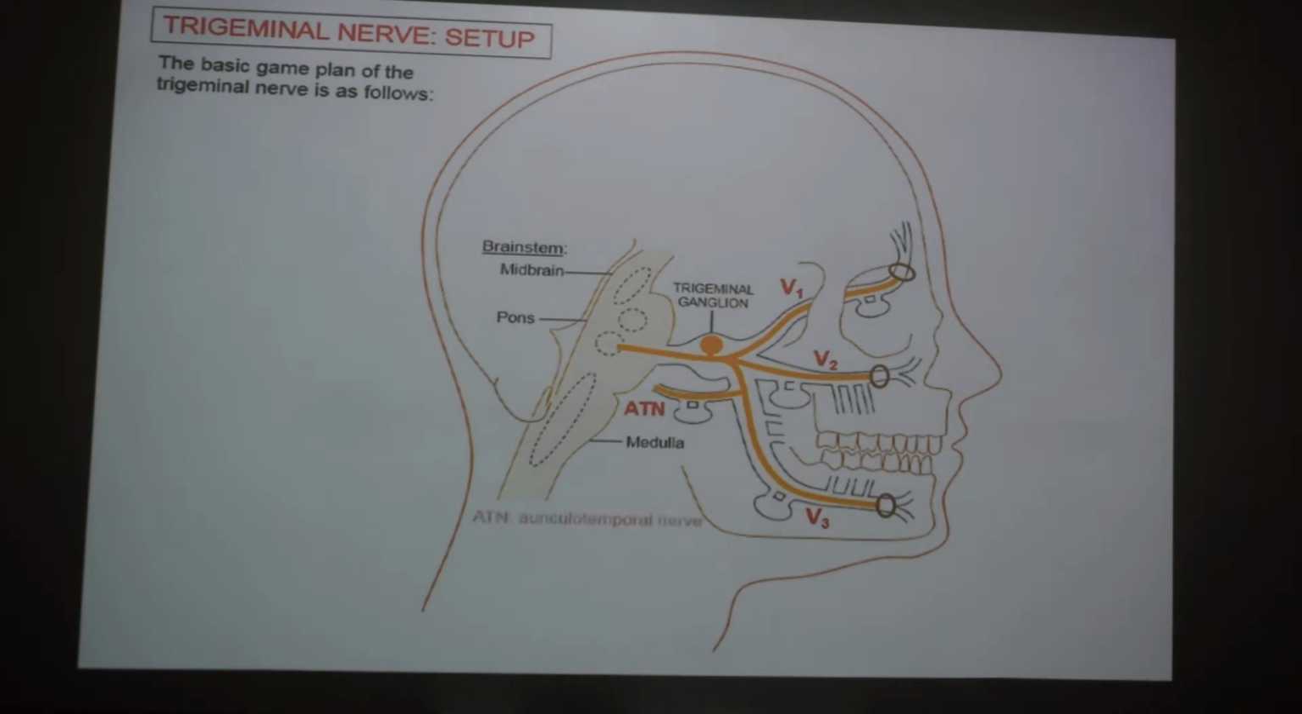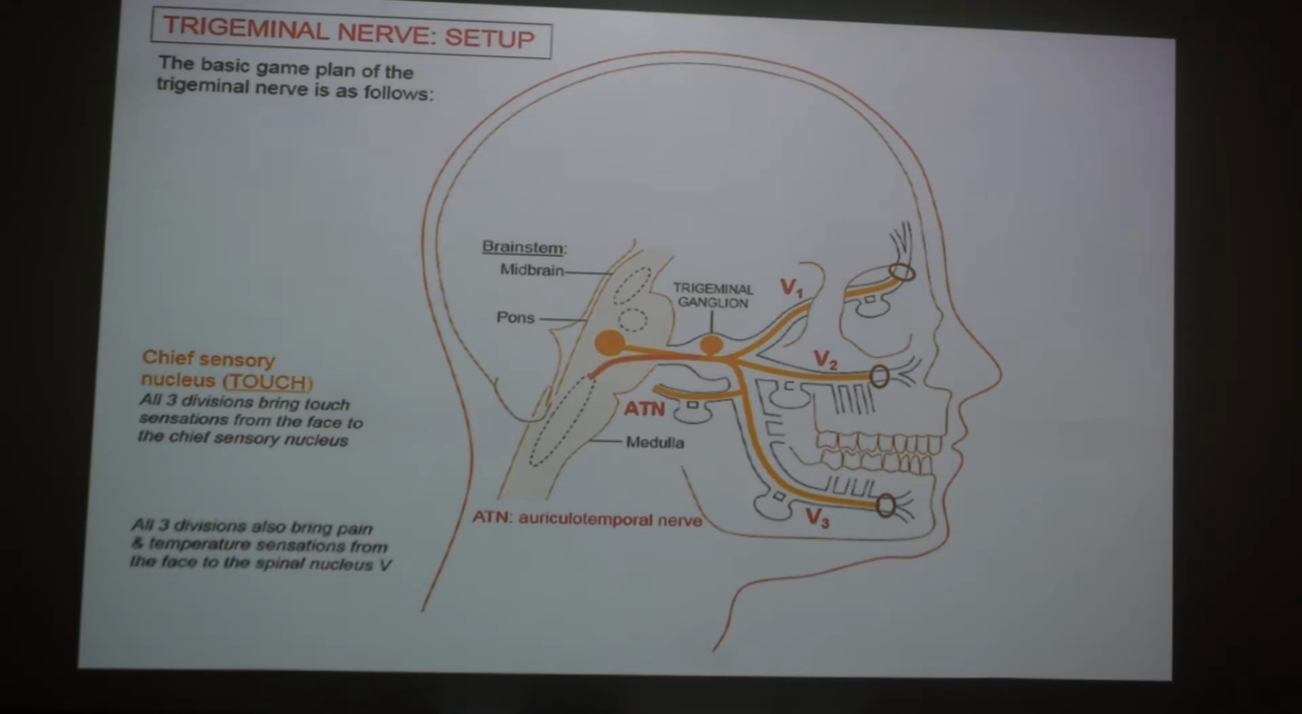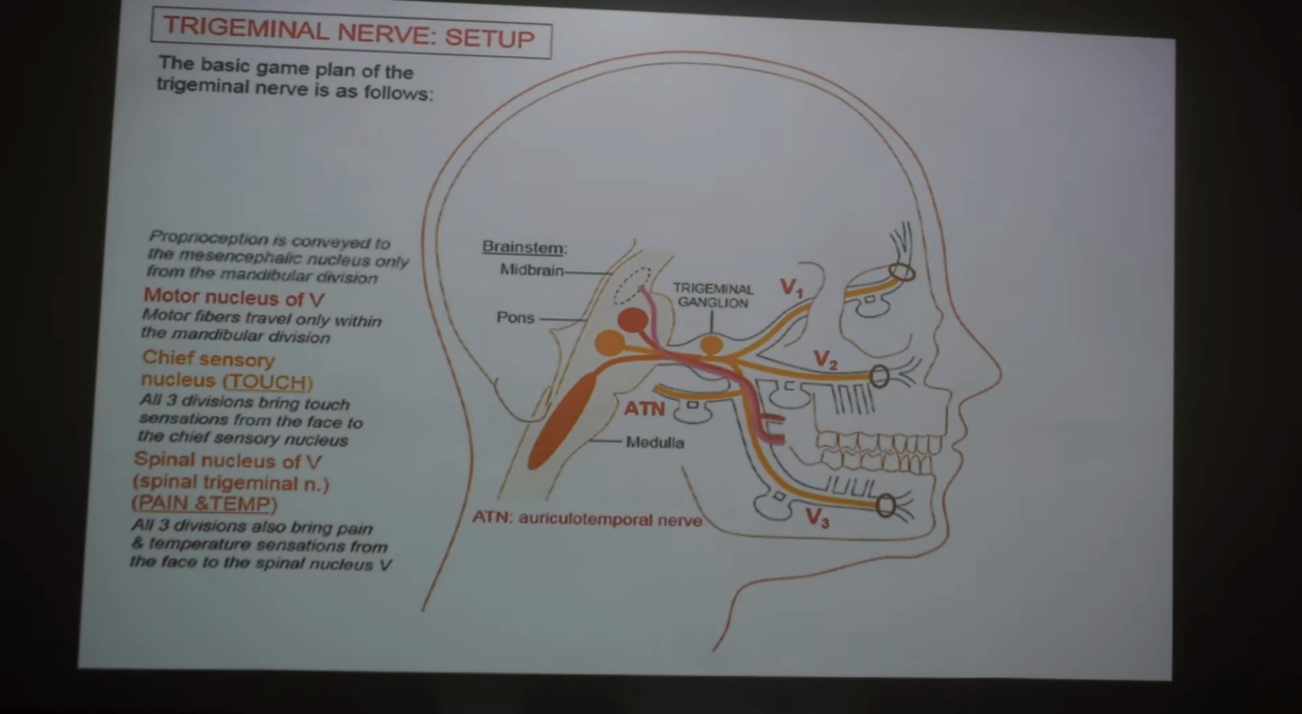From these three divisions, the touch fibers are going to go to the principal sensory nucleus in the pons. The fibers for pain and temperature are going to the spinal trigeminal nucleus. The fibers for the motor supply to the muscles of mastication are going to go to the motor nucleus of the trigeminal, which is there in the pons. And the proprioceptive fibers are going to the mesencephalic nucleus, which is present in the midbrain.